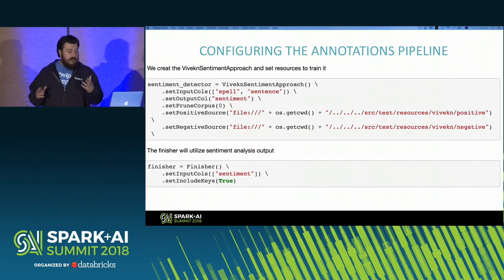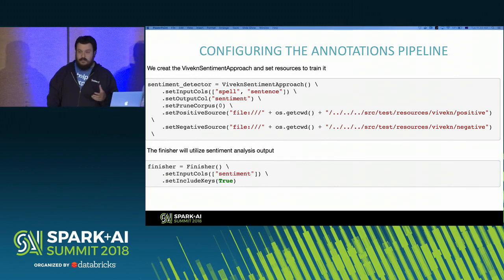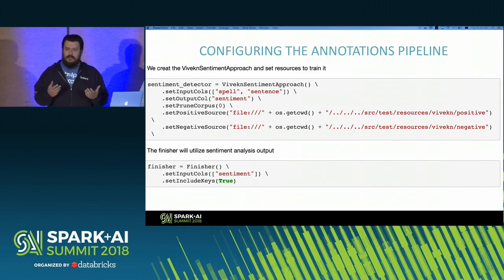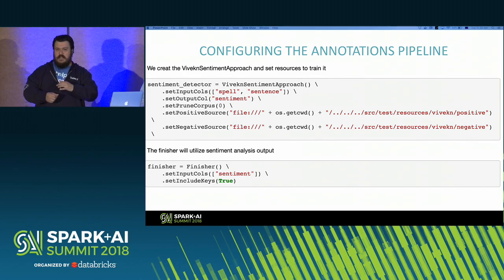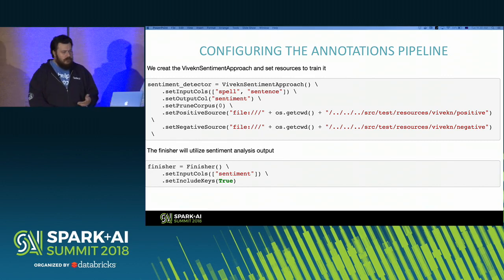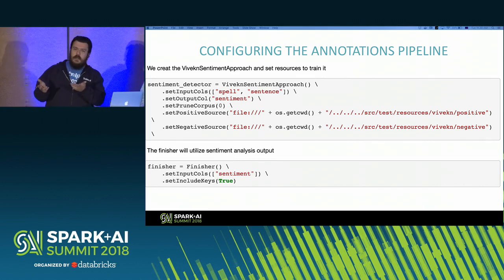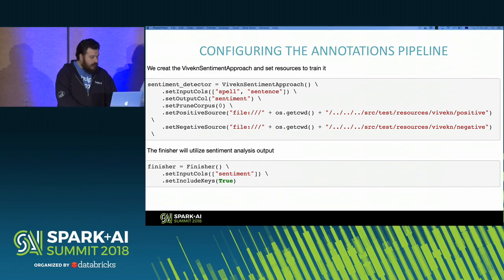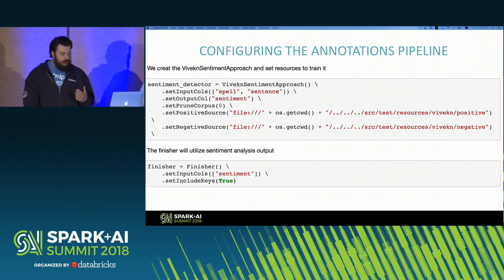Then we have the sentiment detector. Here we have the Vivek Narayanan sentiment approach. If you look at that paper, it's pretty interesting. They take the naive Bayes approach to sentiment detection, and they add feature selection, n-grams, some other interesting stuff. It's a pretty good and easy to read paper. What we have here is a set of positive and negative examples, and it's going to load that into the detector. And then we have the finisher.